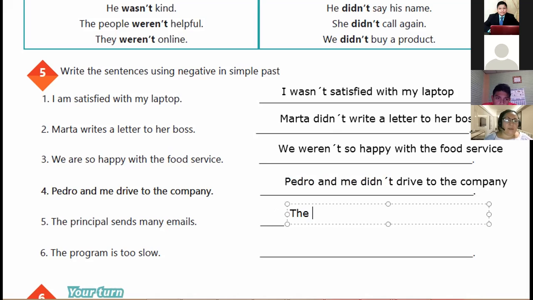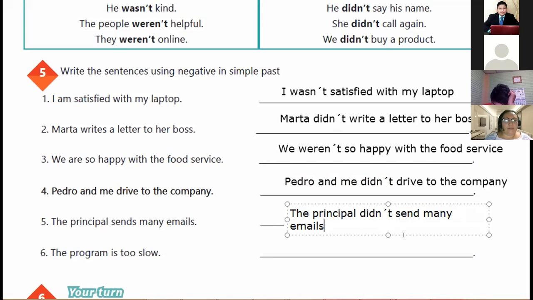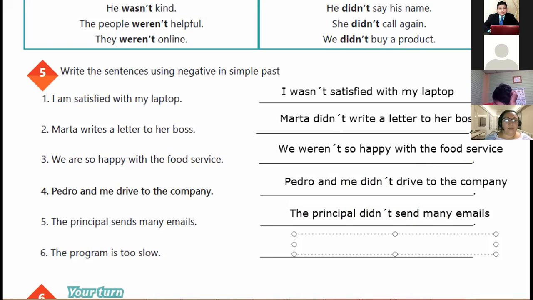The principal. Didn't. Didn't what? Send. Okay. Didn't send many emails. Okay. Next one, number six. The program. Wasn't. Okay. Too slow. Okay, there we go.